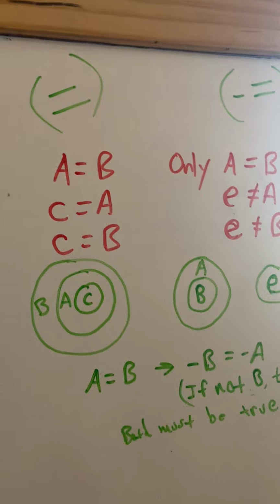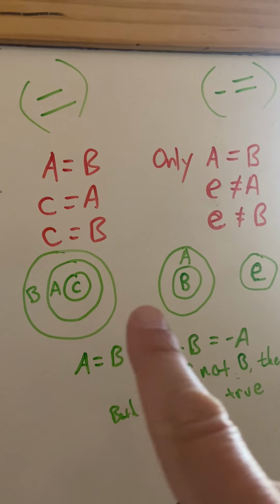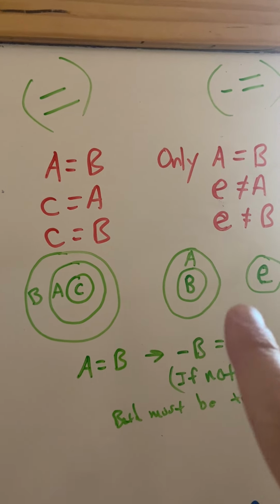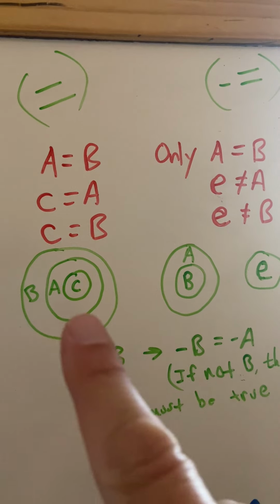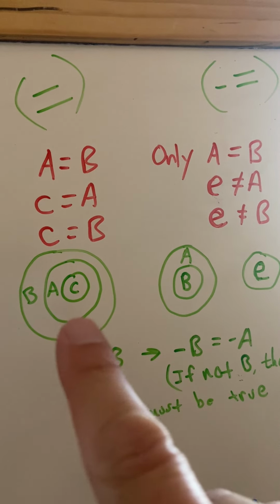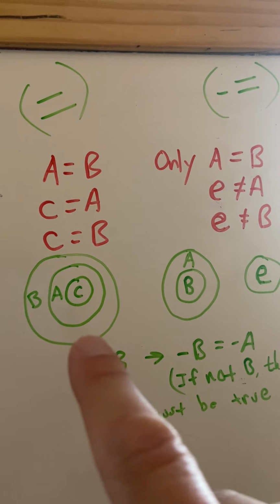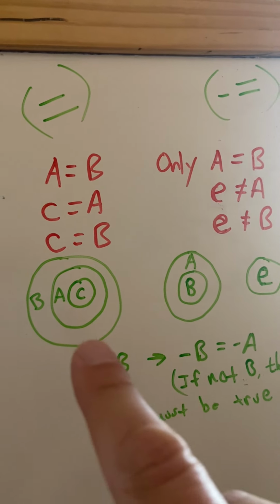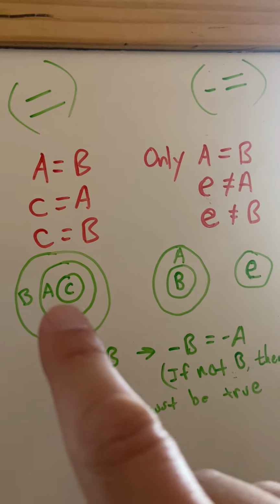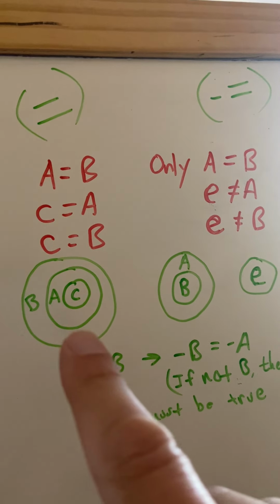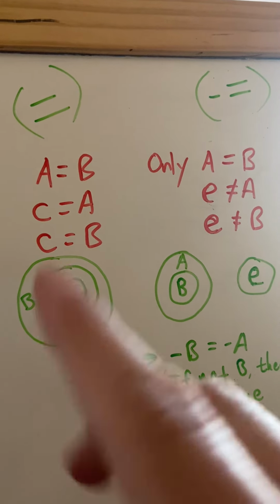So instead of it being like, I guess it would be here. It would be on the outside. The E would be inside of B, but same level as A. Whatever it is.